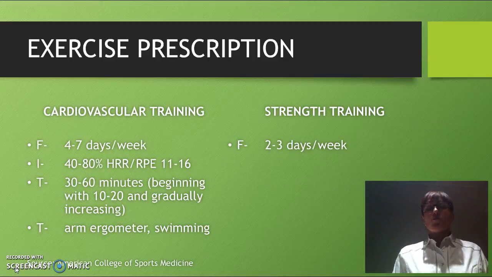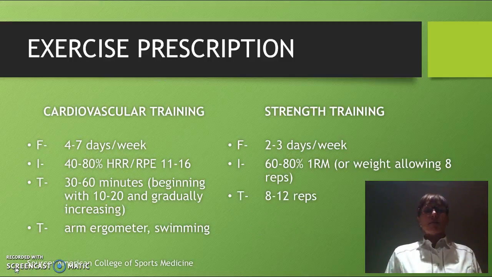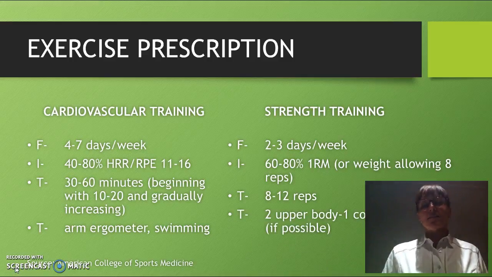Moving over to strength training, your frequency, 2 to 3 days a week. Your intensity, 60 to 80% of your 1 RM, or a weight that would allow at least 8 reps. The time, I included the reps under the time, because that's the time that you take to do the reps, would be 8 to 12 reps. And the type would be 2 upper body, at least 1 core, and 2 lower body if possible.